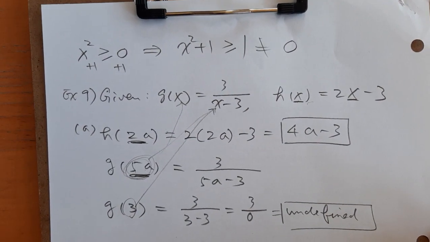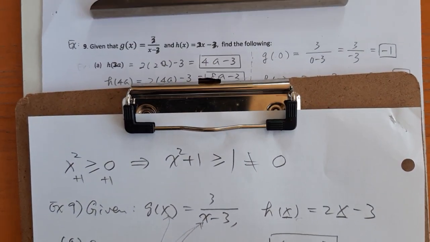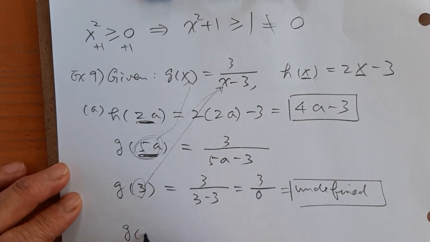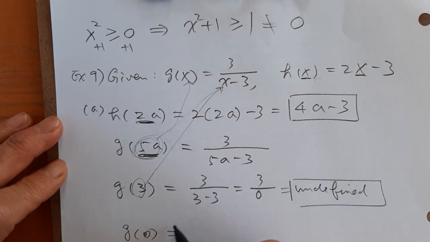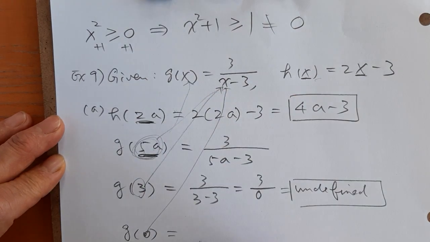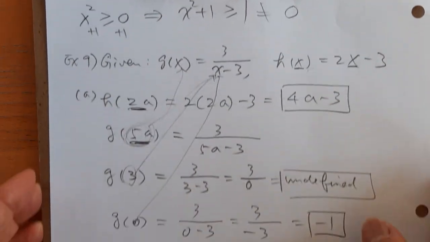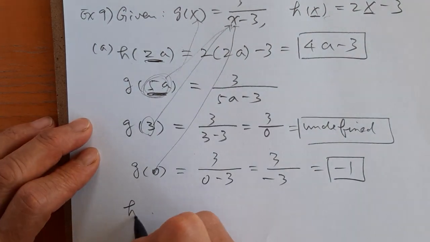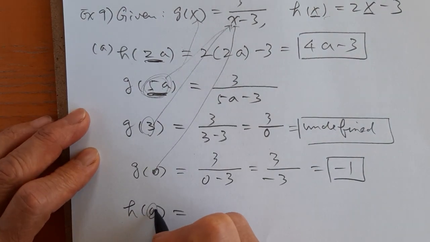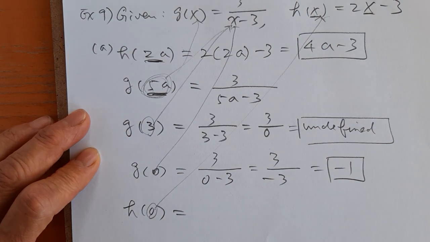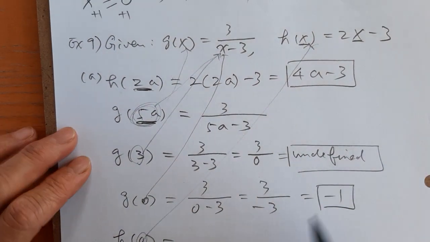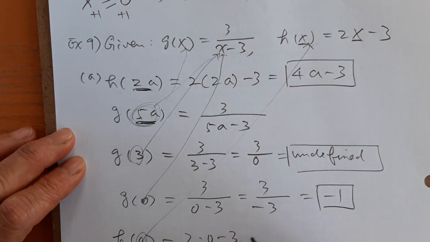Another one, find out g of 0. g of 0 is this 0 put in x. Get 3 over 0 minus 3. So 3 over -3 gets -1. Another one, find out h of 0. h of 0 is 0 put in the h function in x. So it's 2 times 0 minus 3. So it's 0 minus 3, which gets -3.